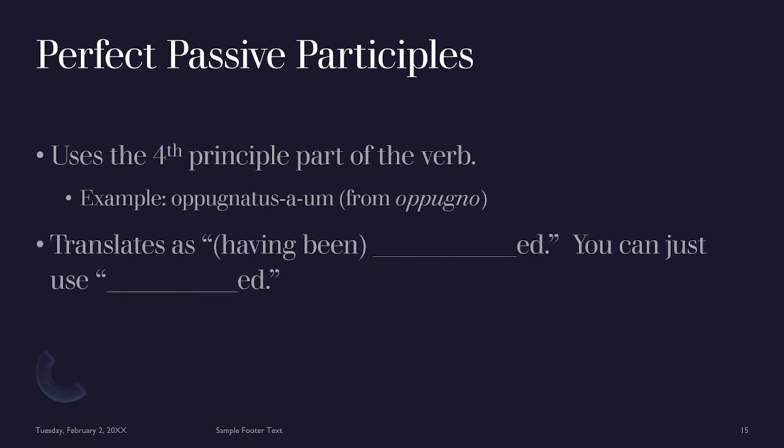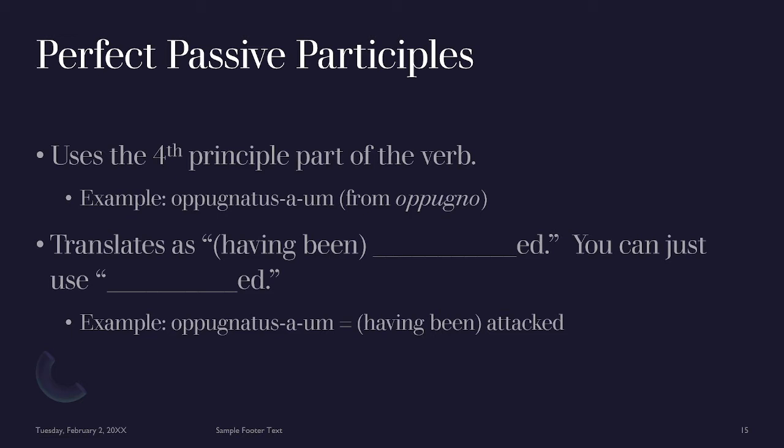It already happened. Now, if you don't want to say having been, cool. Don't say having been. Just say the meaning of the word and make it its past tense form. So usually that's ed, that's my shorthand. But whatever it might be for your particular verb, that's what you do. So here's an example. Opugnatus, we know that's the fourth part of opugno. So if we encounter that by itself, then we would say having been attacked, or just say attacked.